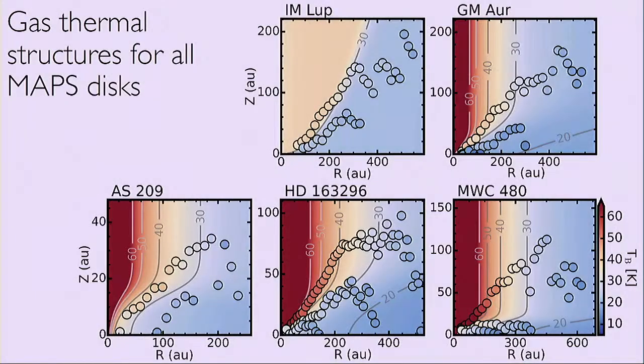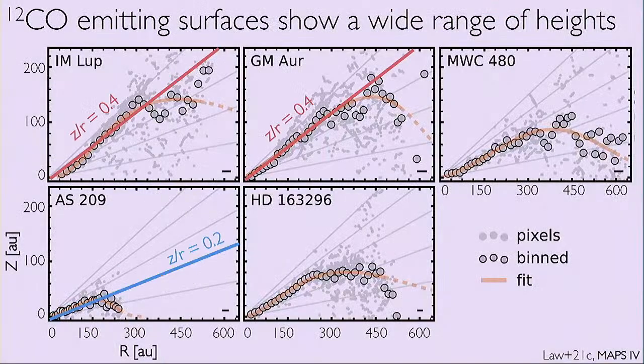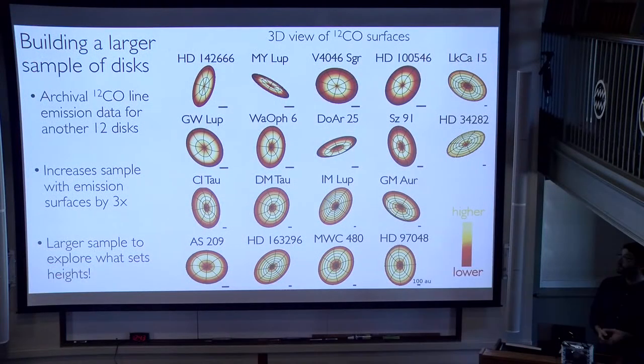OK, so I'm out of time. We were able to do this for all of the disks in the MAPS program, and got very nice temperature structures here. I will skip now to the end. It turns out we were able to do this for a lot more disks in 12CO, so I'll just skip to this main point here. This method is very general, and we were able to do it for another 12 disks from the archive. So here they do a lot more analysis and probe things in a much larger sample.